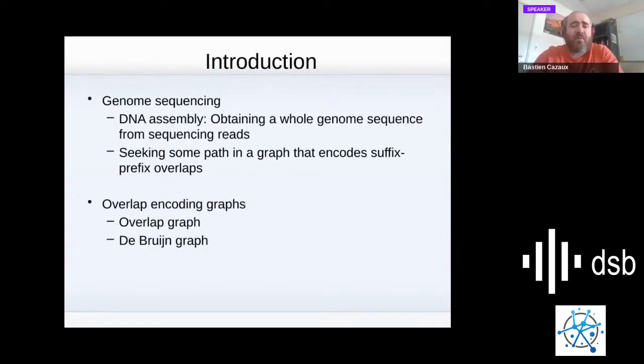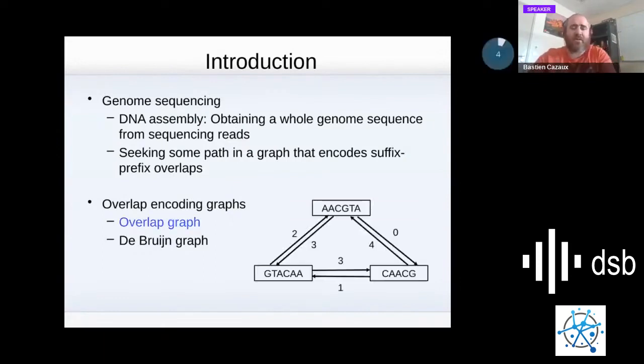Okay, so thanks, Sebastian, for the introduction about genome sequencing. The idea is that in practice, when you want to do genome sequencing and genome assembly, we need to use some type of overlap graph. We have two big types of graph, which are overlap graph and De Bruijn graph. Sebastian spoke about De Bruijn graph, and here I speak about overlap graph. So what is an overlap graph? This is an example.